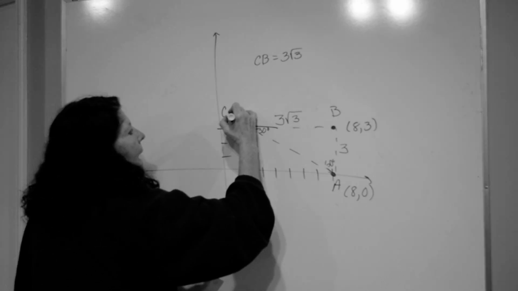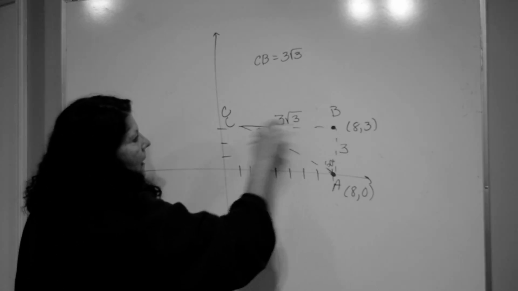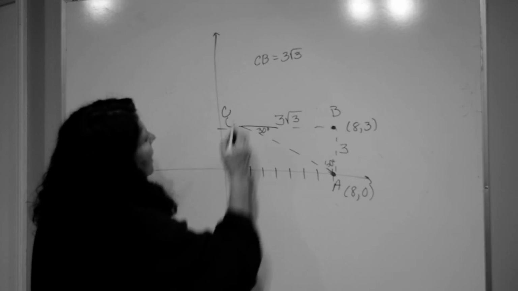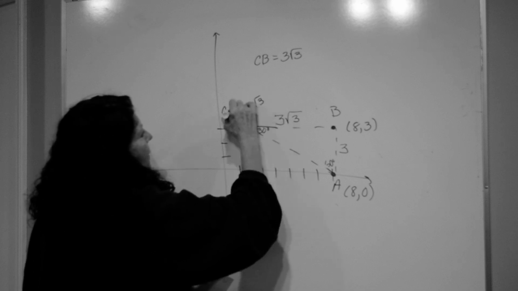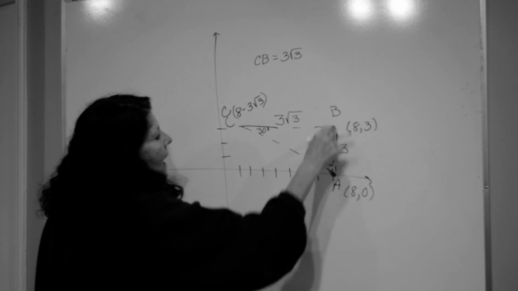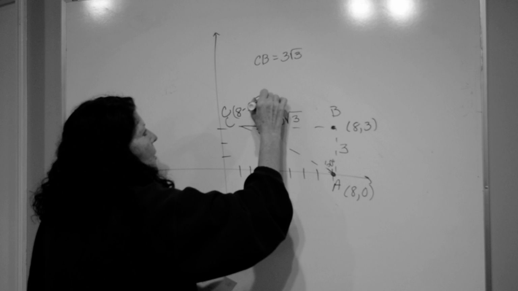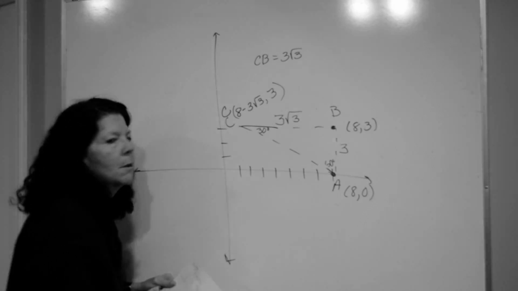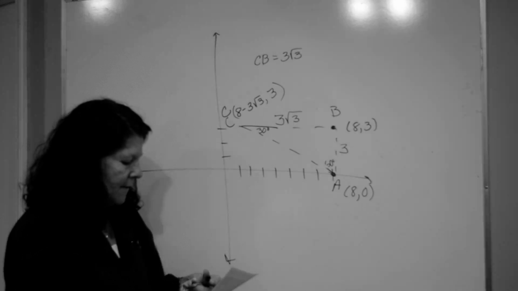But the ordered pair that represents c is going to be, if you will, 8 minus 3 on the square root of 3, because I want to back it up, however many that is. And the height of it is going to be the same as this. So the y value is 3 right there. All right, so that finishes up section 7.3.